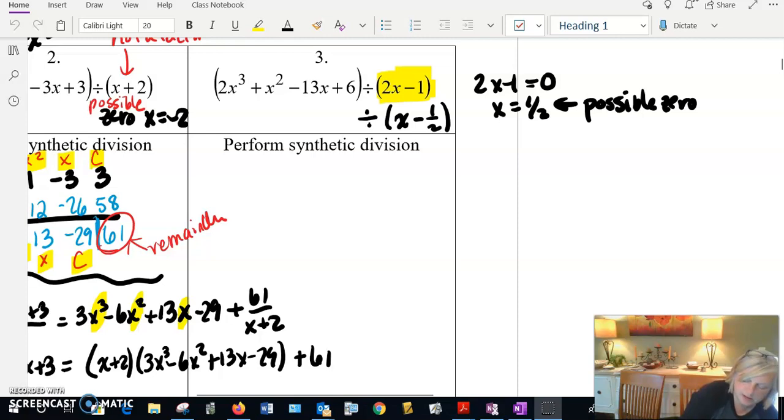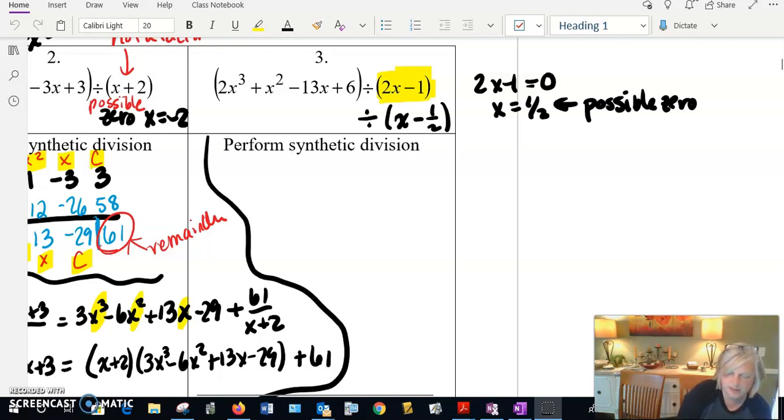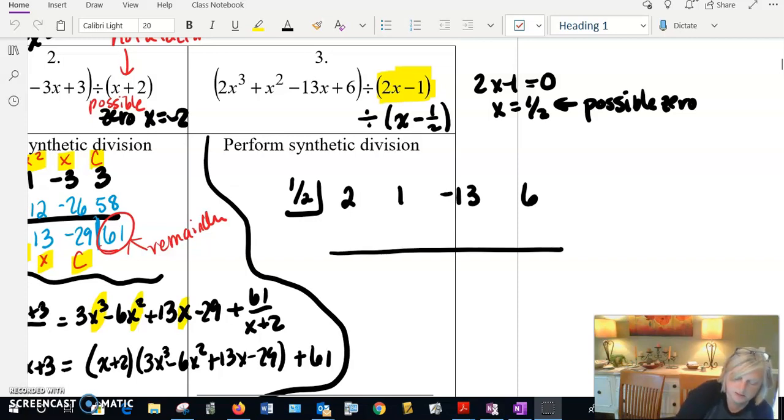All right, so I'm going to start the process, and I'm just going to draw a line so that we're not confused, because we can kind of go off onto the side here. So my 1/2 is going to be, and it's okay not to be an integer, they don't have to be integers when we're looking at it. My coefficients: 2, 1, -13, and 6. All right, we're going to run through our synthetic division: drop your 2, multiply, add, multiply, add, -12. Half of -12 is -6, 0.